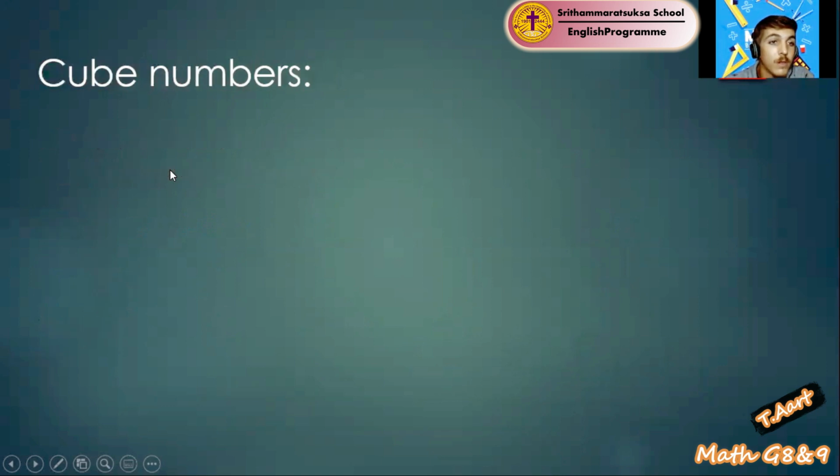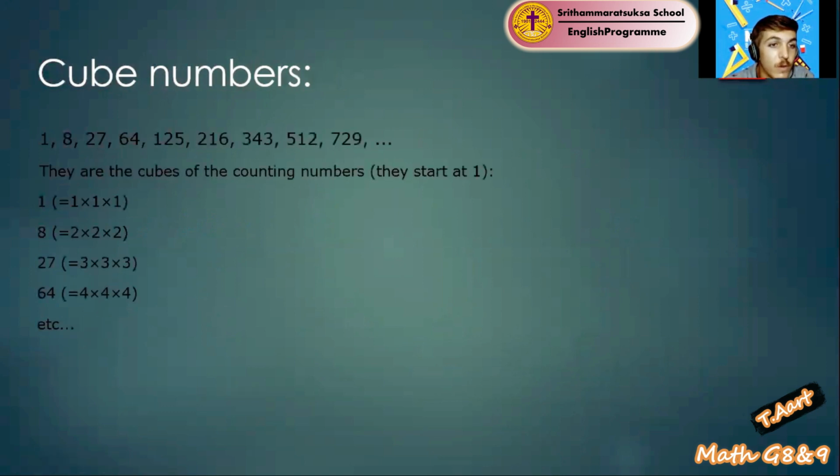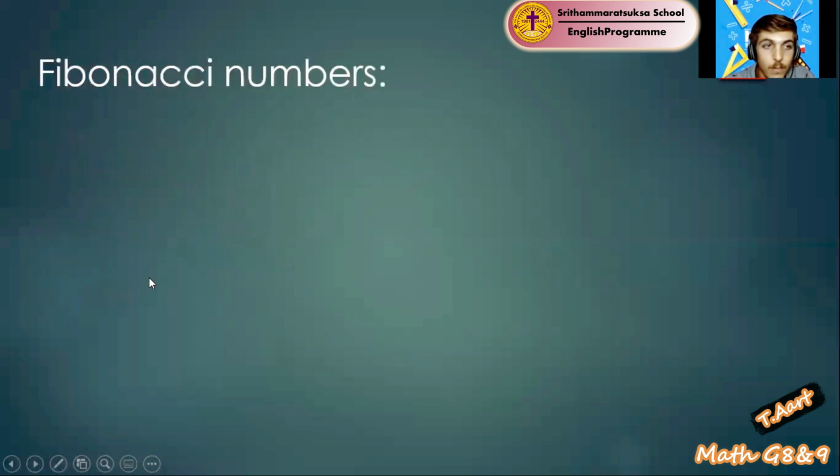And cube numbers, similar to square numbers, but are the cubes of whole numbers. So 1 times 1 times 1 is 1. 2 times 2 times 2 is 8. 3 times 3 times 3 is 27, and so on.